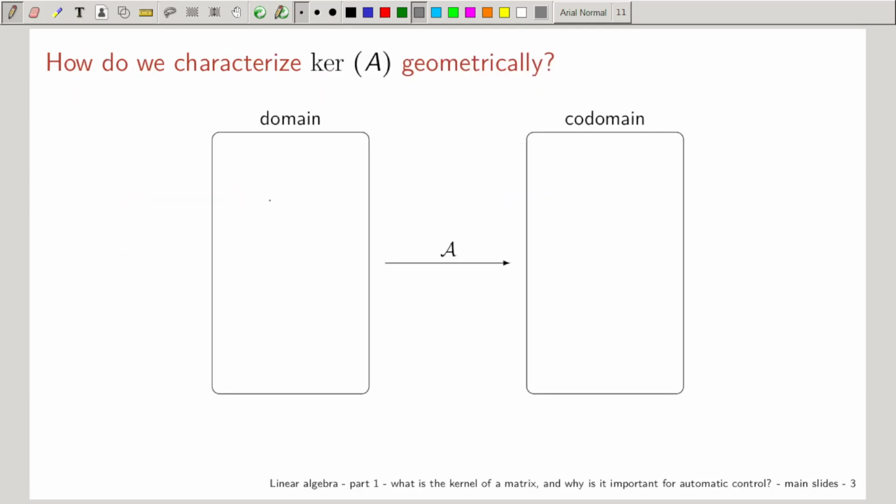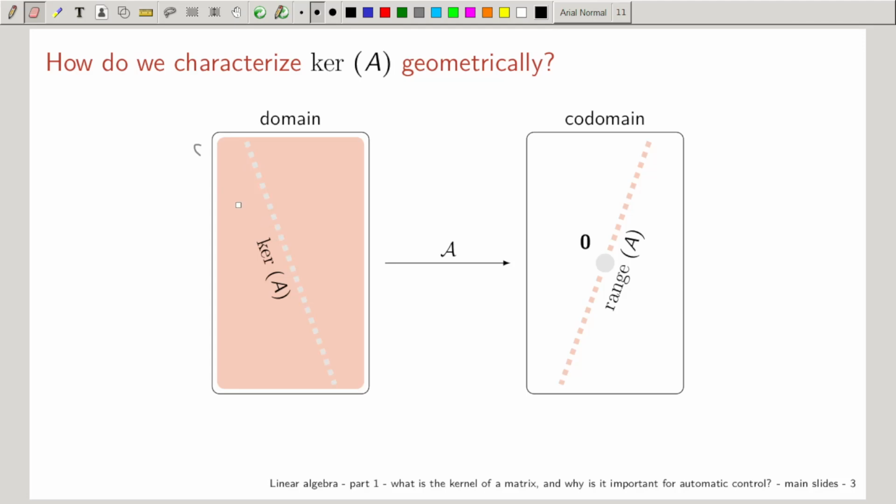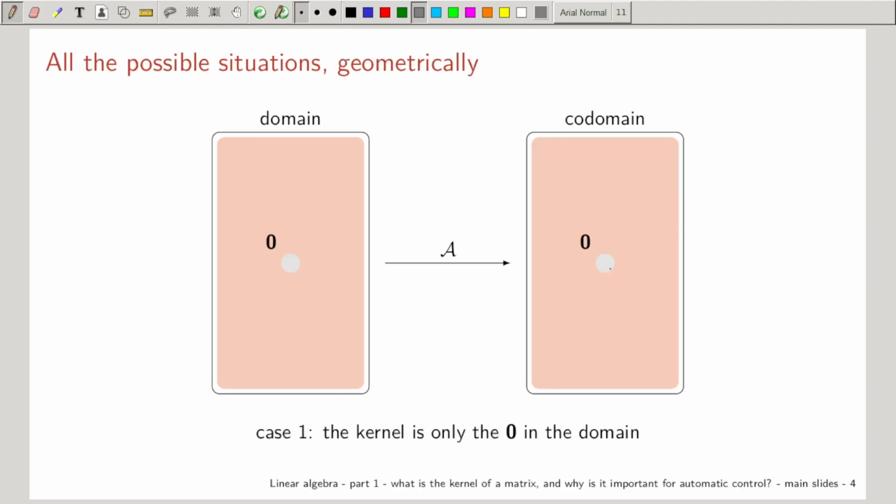Okay, so geometrically, domain, codomain, we have the calligraphic A. Typically the domain is going to go into the range, true? And the range might be a subspace of the codomain. Are we together on this drawing? The kernel of A is going to be a subspace here that goes here. Perfect. So we might have that the kernel is just 0 because only 0 goes into 0.